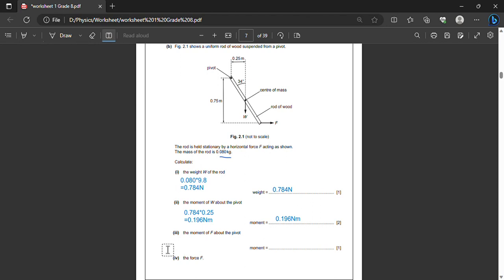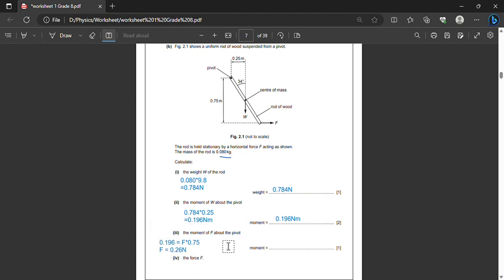Now they're asking the moment of the force F about the pivot. There is a lot of working here, so I'm going to show you guys. First calculate the moment of F. So it can be 0.196 is equal to F times 0.75. After you get this, you can make F the subject again. F equal to 0.196 divided by 0.75, you get it as 0.26 newtons.